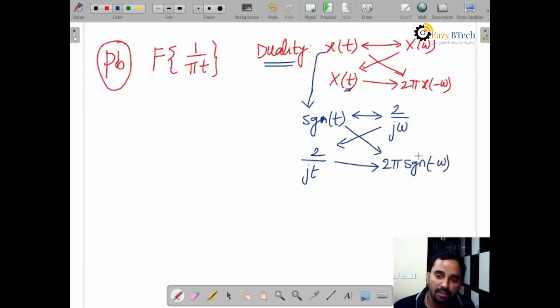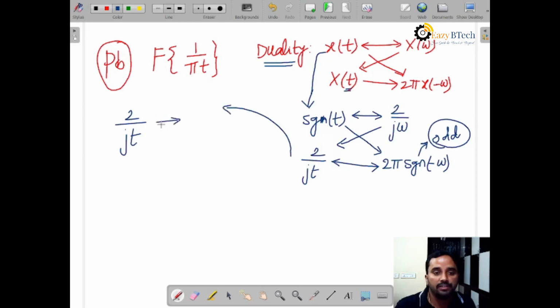And the signum function is an odd function. Therefore, the Fourier transform of 2 by jt, we can write as minus 2 pi signum omega, using the odd function property. So here the 2 gets cancelled. Then the 1 by jt Fourier transform is minus pi signum of omega.